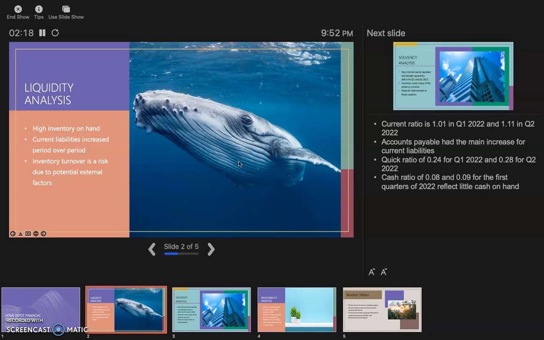For the liquidity analysis, Home Depot carries a high amount of inventory on hand, and this creates additional risk for the entity since it creates the potential for the inability for Home Depot to turn over their inventory in case of potential external factors. So if there were any reason that Home Depot were unable to sell the majority of their goods or services, this would create the inability for Home Depot to cover their current liabilities.